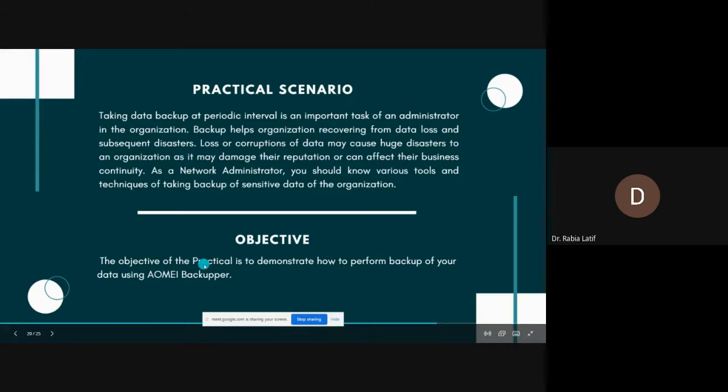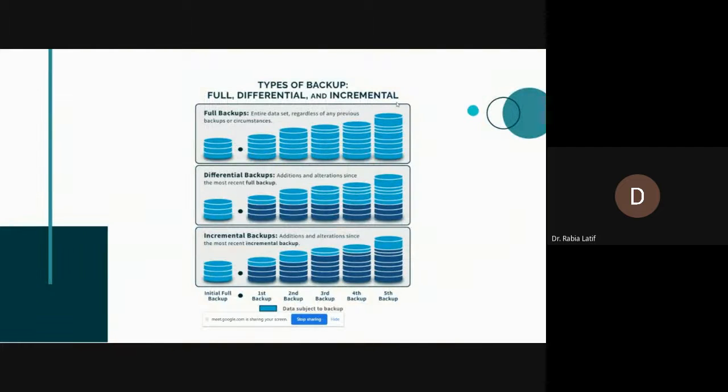So in this demo practical, we will learn how to perform backup of your data. Before moving to practical, let me quickly tell you the difference between different types of data backups. First, we have a full backup. Full backup means every time you choose the full backup option, the system will take the full backup of your data. Differential backup means once you take the full backup, your system backs up additions and alterations since the most recent full backup.